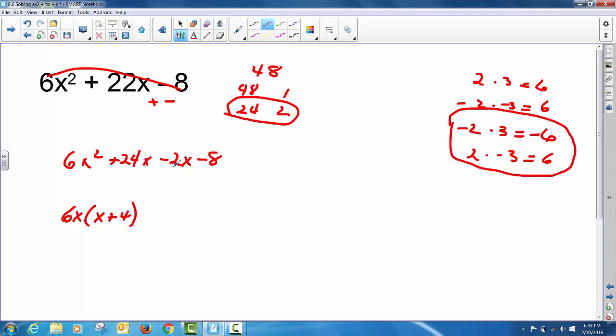And then over here, what do they have in common? Well, negative 2 will go into both of them, so we pull out a negative 2. We divide negative 2x by negative 2 and you get x. Negative 8 divided by negative 2 gives you positive 4. And then we see we've got 6x minus 2 times x plus 4. Okay, you see?